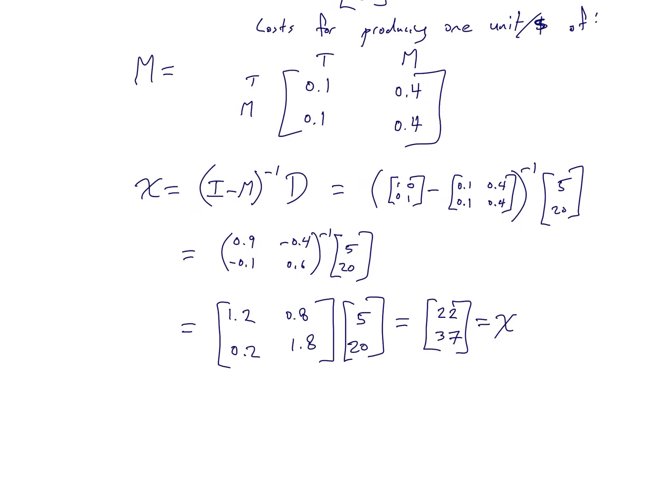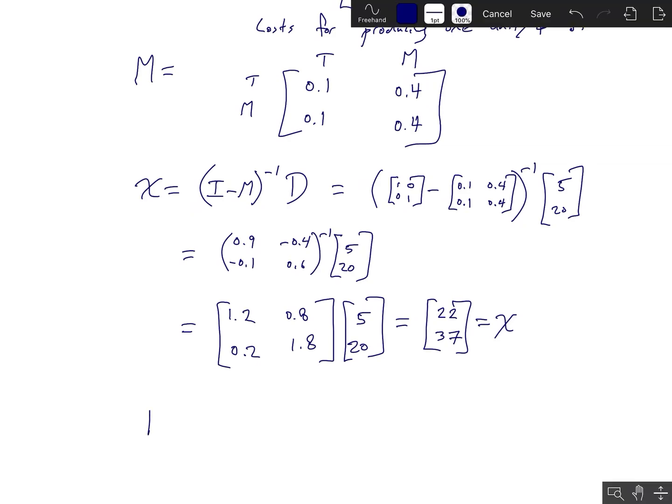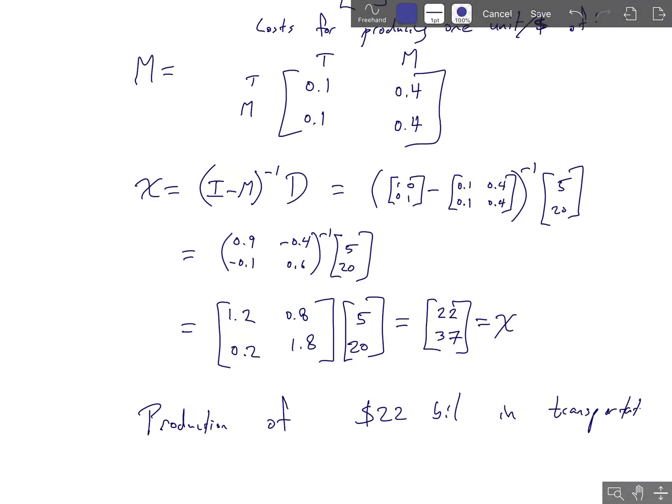And to give sort of a final answer here, what we should say is, remember that our units were in terms of billions of dollars. So we should say that the production should be 22 billion in transportation, and 37 billion in manufacturing.